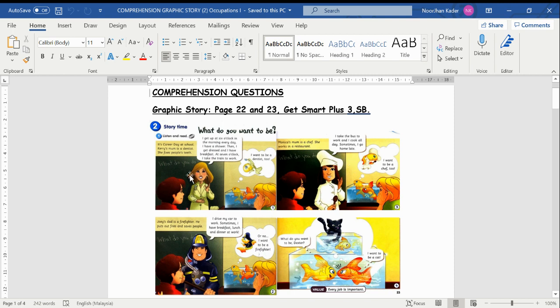Okay, frame 1. It's career day at school. Carrie's mom is a dentist. She fixes people's teeth. This is the speech Carrie's mom is giving: I get up at 6 o'clock in the morning every day. I have a shower. Then I get dressed and I have breakfast. At 7 o'clock, I take the train to work. And the yellow goldfish says, I want to be a dentist too.